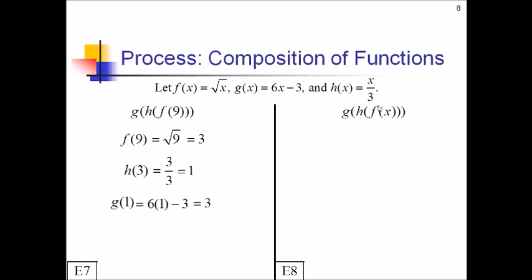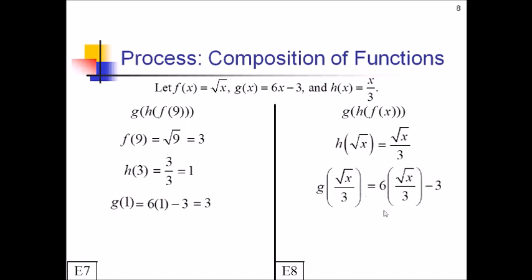So x just gets plugged into the f function, so that's just the square root of x. Next, the square root of x is getting plugged into the next function out, the h function, so that's just going to be the square root of x over 3. And finally, this stuff gets plugged into that last function, the g function. That's going to be 6 times all this stuff minus 3. We can simplify that a little bit. 6 divided by 3 gives us 2, so 2 root x minus 3.